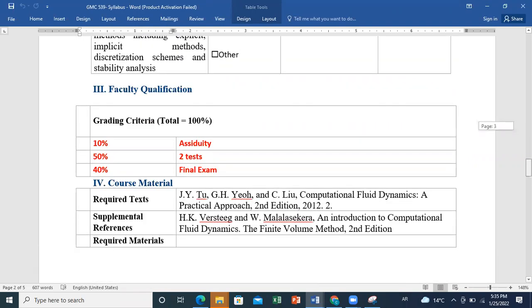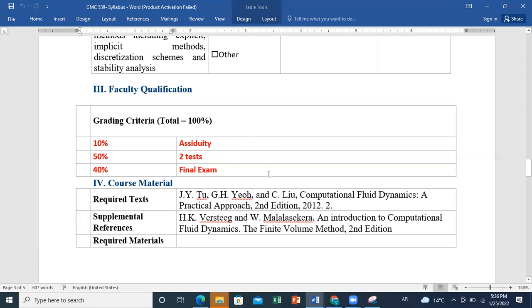So the grade is divided into 10% attendance and participation. You have 2 tests at 50%. If you want, we can modify this. We can include a project. So we do 1 midterm and 1 final because we have a practical side to this course, so we can replace one of the tests by a project. Then we have a midterm and a final.